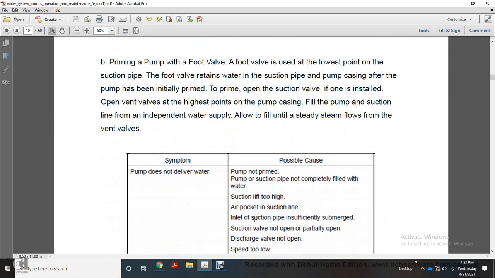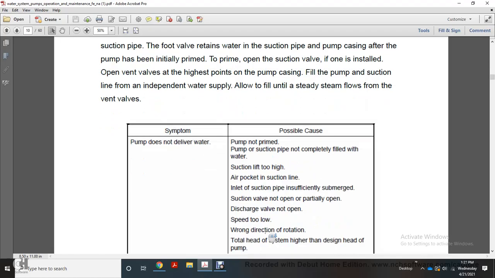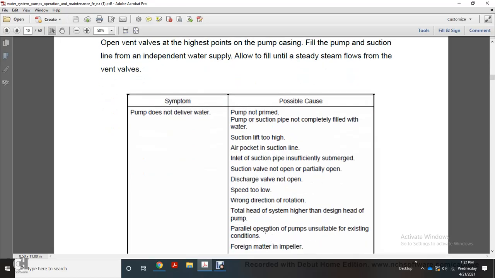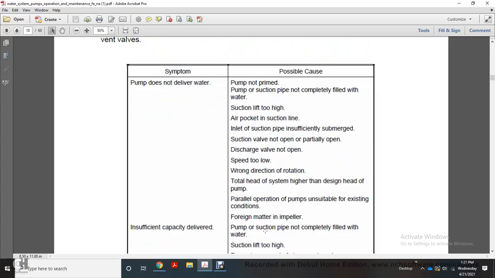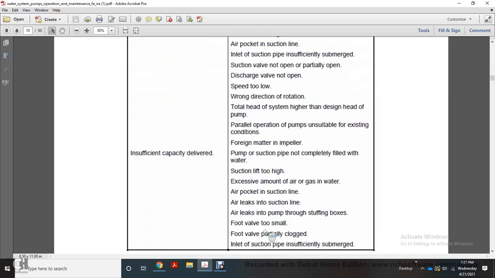Problem: pump does not deliver water. Possible causes: pump is not primed. Pump or suction pipe is not completely filled with water. Suction lift too high. Air pocket in the suction line. Inlet of the suction pipe not sufficiently submerged. Suction valve not open or only partially open. Discharge valve not open. Speed too low. Wrong direction of rotation. Total head of the system higher than the design head of the pump. Parallel operation of the pump is unsuitable for existing conditions. Foreign matter in the impeller.